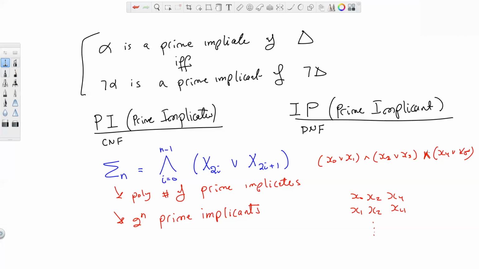And if you take the negation of this formula, you will find the opposite. You can convince yourself of that. So the negation of this formula shows the opposite: a formula that has a polynomial number of prime implicants, but an exponential number of prime implicates.